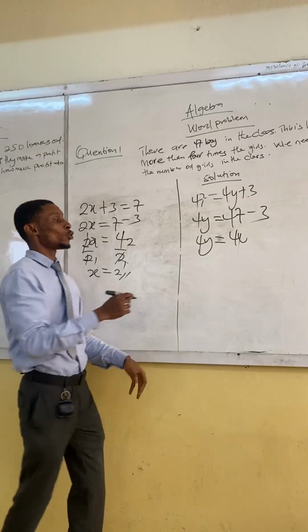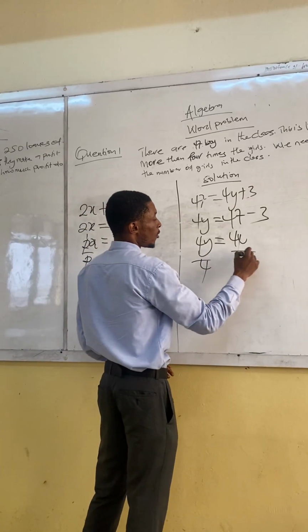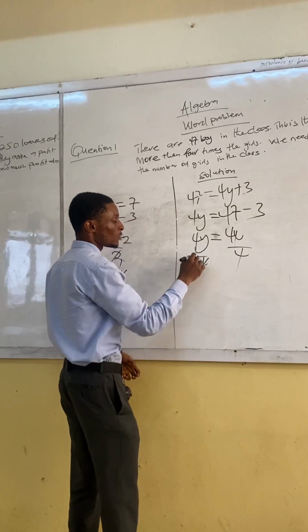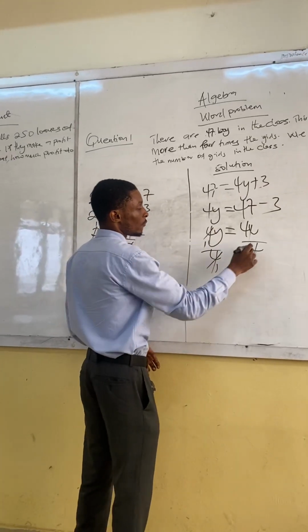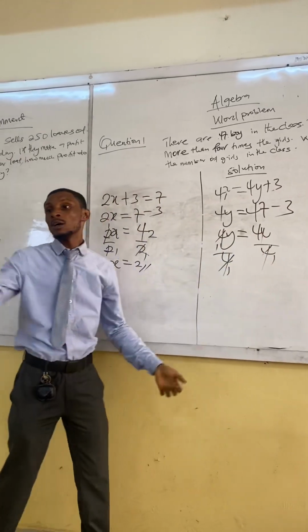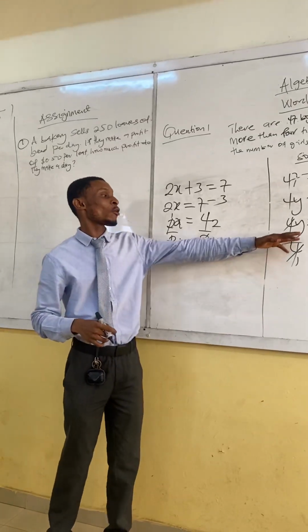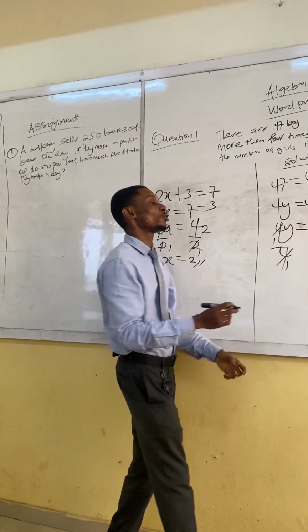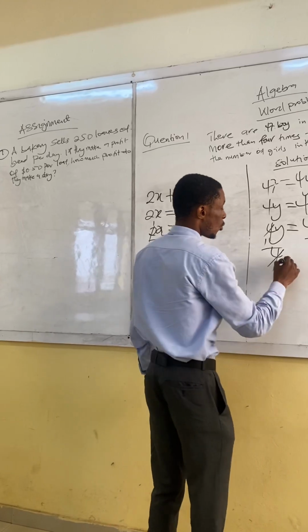So getting to this stage, we are going to solve for what? For y. So we divide both sides by what? 4, both sides by 4. Then 4 goes here 1, 4 goes here 1. 4 goes here 1, and 4 goes into 44. Felicia, what are you going to get? When 4 goes into 44, what are you going to get? You are going to get what? 11. So y is equal to what?